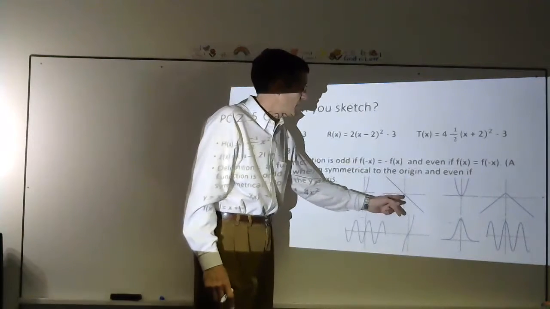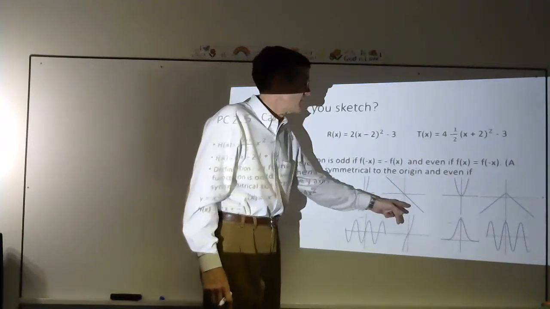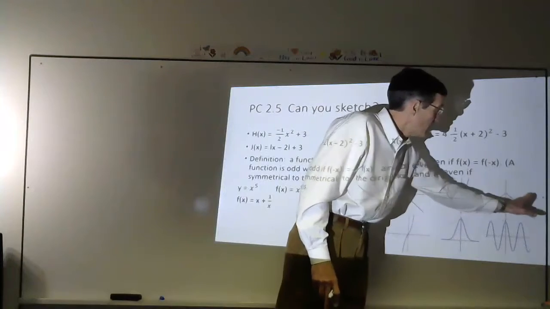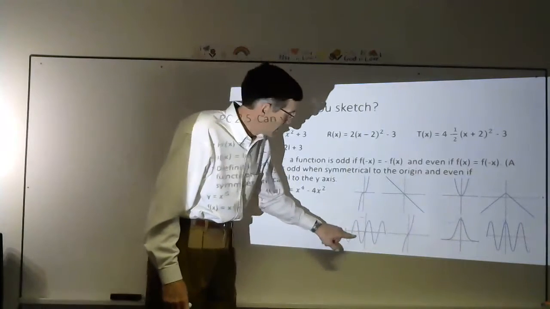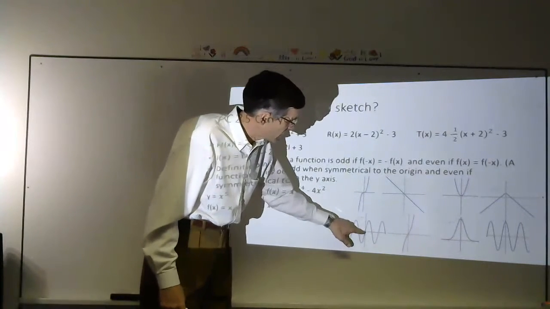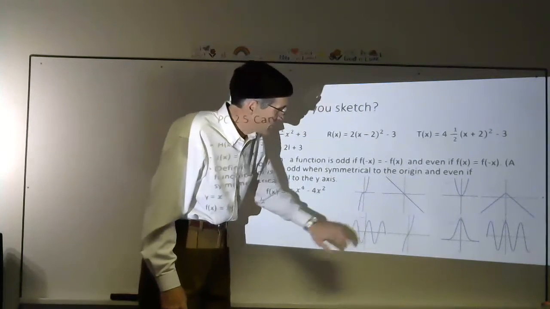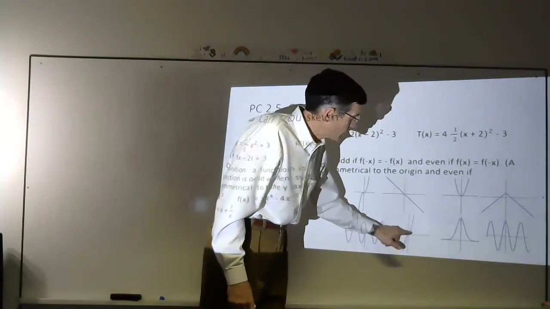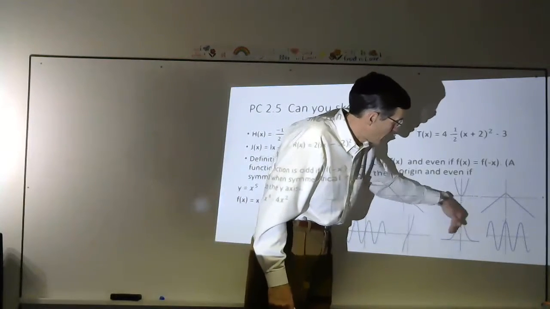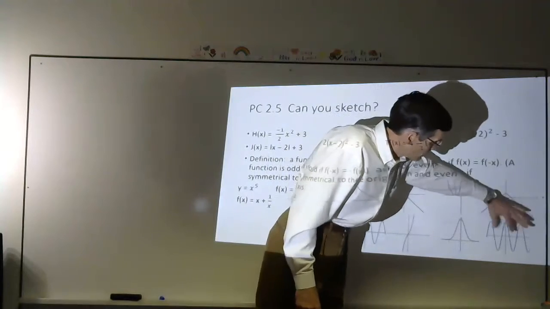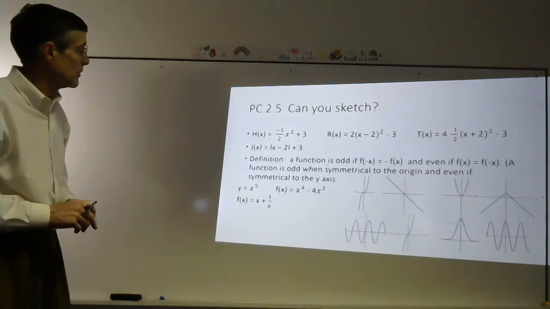Let's go back. This one is symmetrical to the origin. Okay, so this would be an odd function. Absolute value function is symmetrical to the y-axis. That's an even function. Wow, look at this guy. Looks like a sine curve. Do you see how we're symmetrical to the origin? This is an odd one. Symmetrical to the origin, that's an odd one. Symmetrical to the y-axis, it's the same mirror image, that's an even. Symmetrical mirror image to the y-axis, so that one is also an even one.